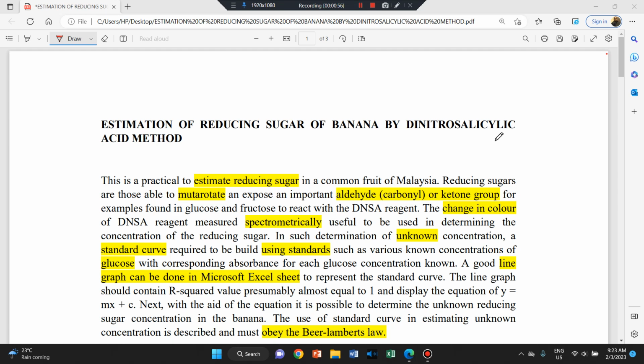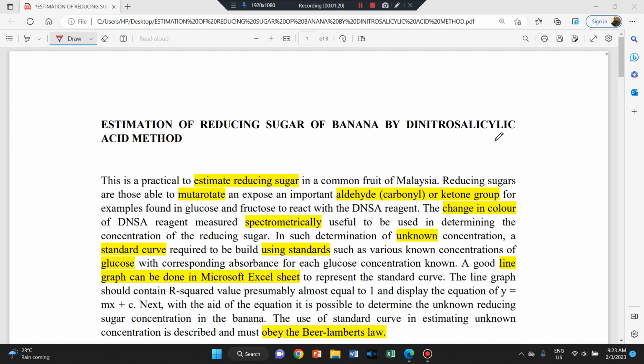sugars. These reducing sugars are able to be in acyclic and cyclic form, and therefore they mutarotate. And when it's in acyclic form, it will have either an aldehyde carbonyl group or a ketone group, depending on which type of reducing sugar is found in the banana itself.